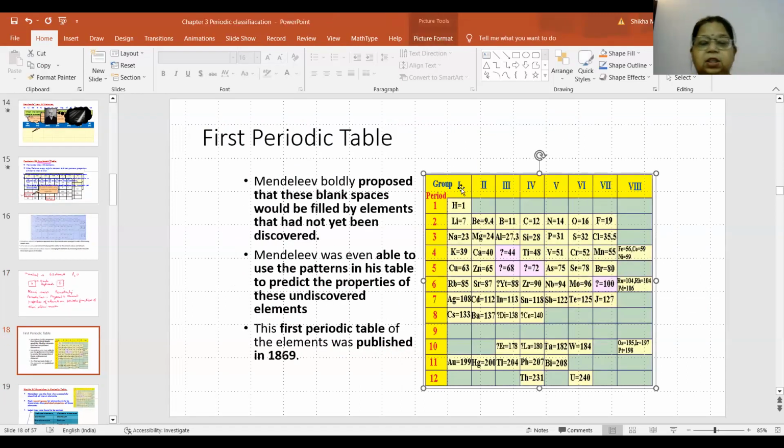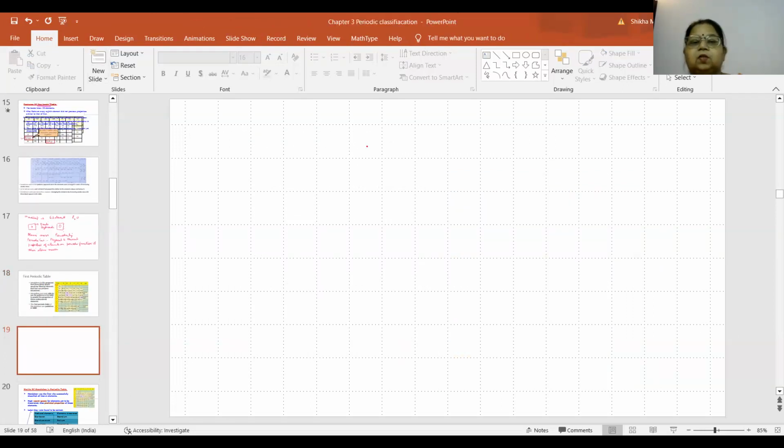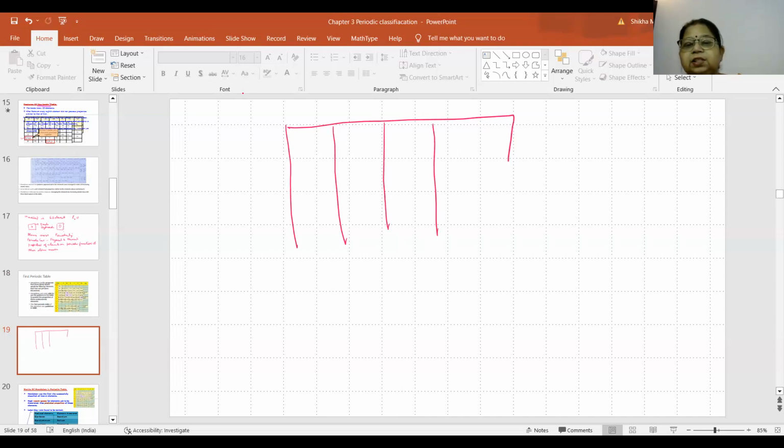This is how Mendeleev's periodic table looks like. I'll be explaining first in Mendeleev's periodic table how many groups there are, and what is a group and what is a period. The periodic table comprises a grid sort of a thing. These vertical columns are known as groups.